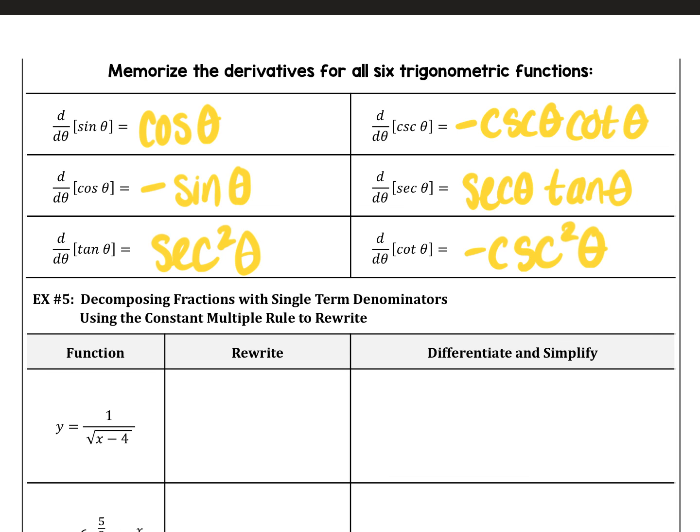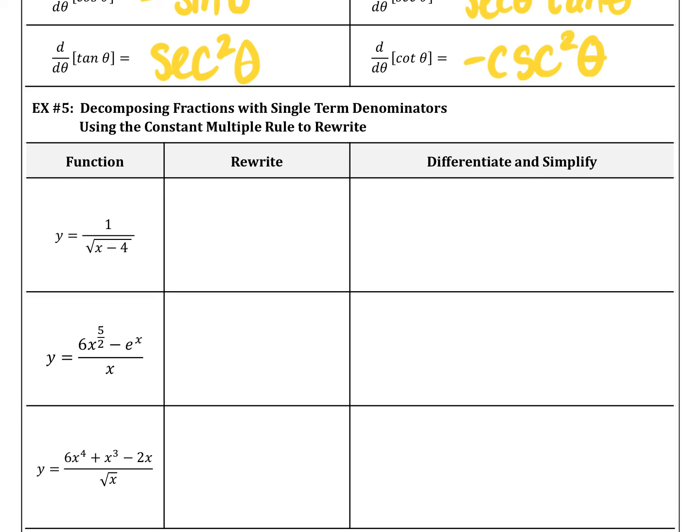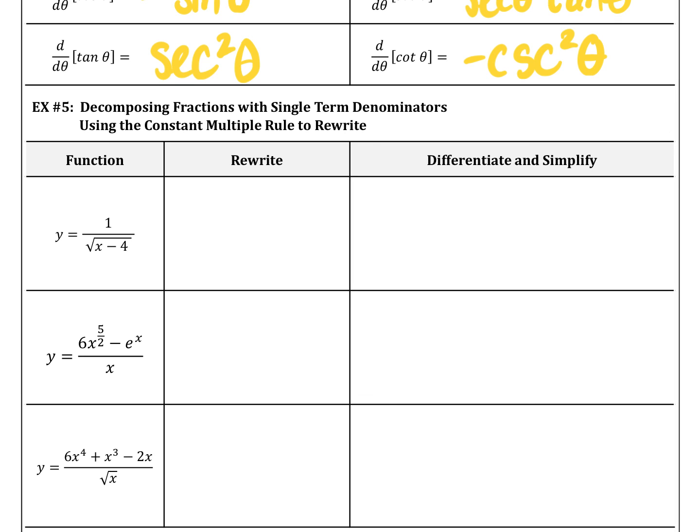Here are a couple of these derivatives. So this one you can rewrite as x minus 4 to the negative 1/2, right? And then you can do that power rule still. So you can just do negative 1/2 times x minus 4 to the negative 3/2. Right, so then you just rewrite that as negative 1 over 2 times x minus 4 to the 3/2.